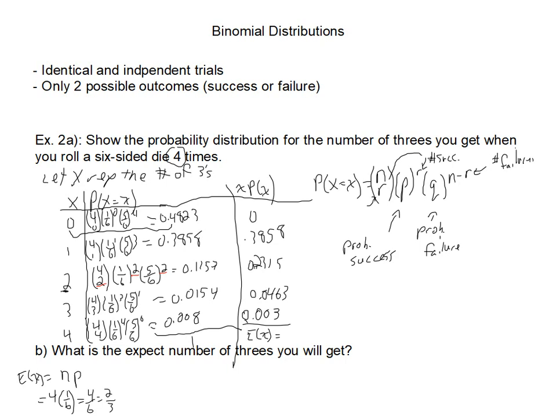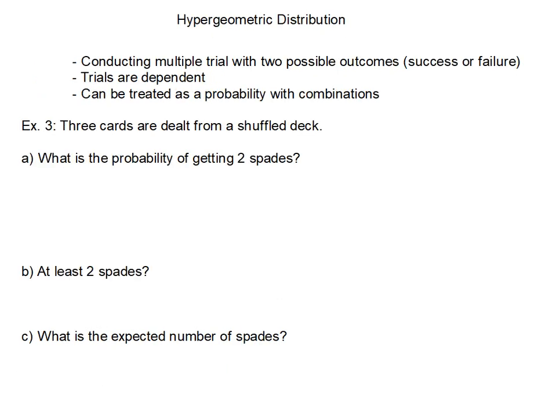Alright, so that's the binomial distribution, and the last distribution that we looked at was called the hypergeometric distribution. So this is when we conduct multiple trials. Should be an S in here. I don't know if I can fix that.